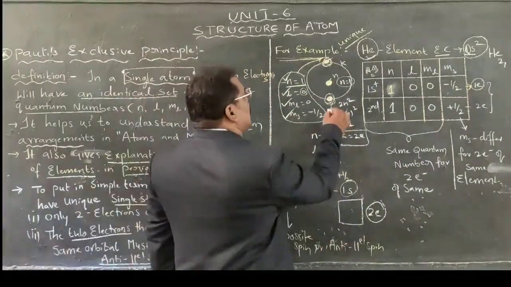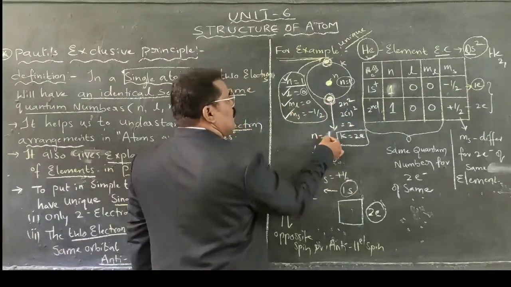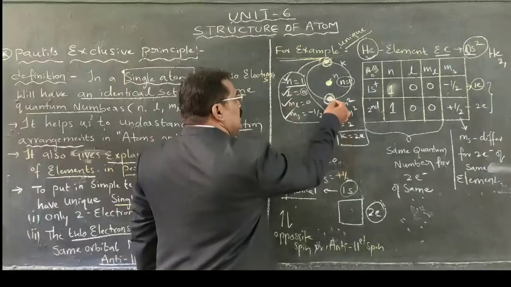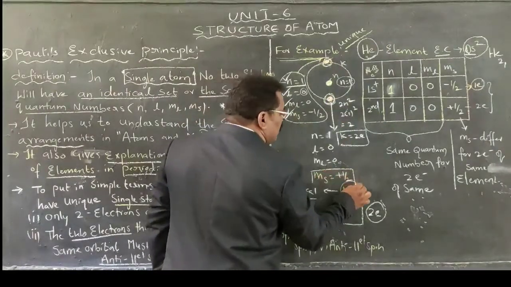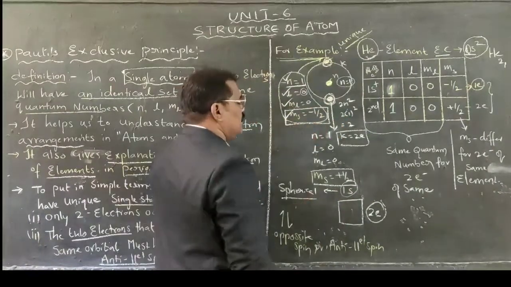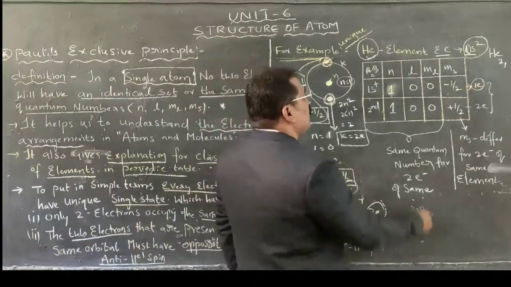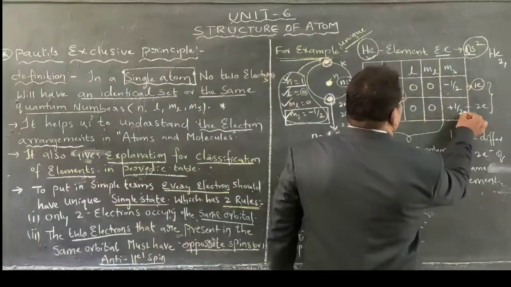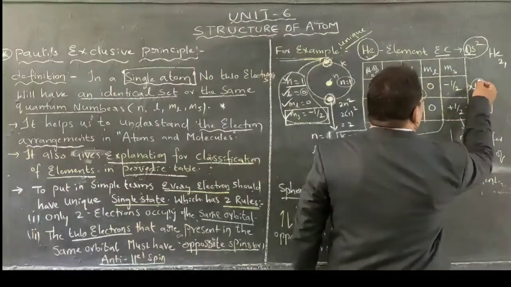The second electron also exists, with the same features. n is equal to 1 for the second electron, l is equal to 0, ml is equal to 0. But ms will be equal to plus half. Here ms is equal to minus half, here ms will be equal to plus half. Therefore, 1, 0, 0, plus half for the second electron, and for the first electron it is minus half.